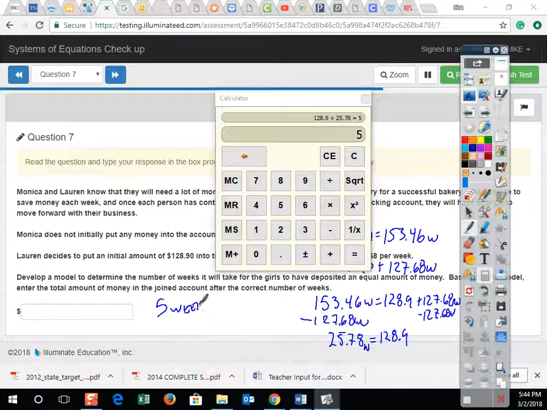But that's not what they're asking. They want to know how much money is in the account after 5 weeks. So I'm going to plug the 5 weeks into this equation here, and then I'm going to double it because each girl is putting that amount in. So 5 times 53.46, and each girl is putting that in, so times 2, and so we get $1,534.60. And I would include the 0 for the cents because this is money we're talking about.